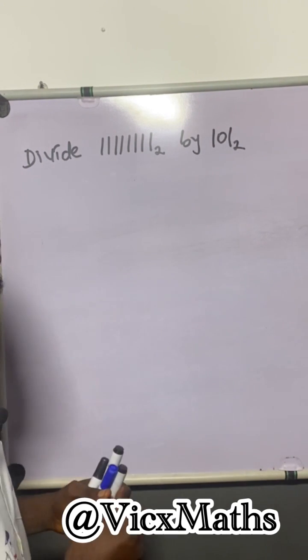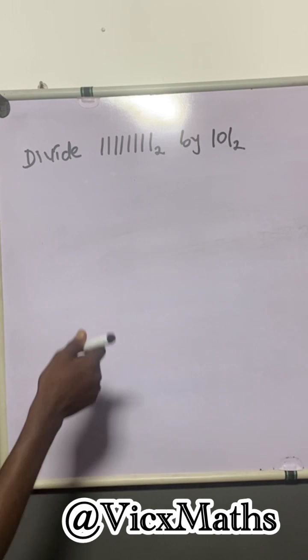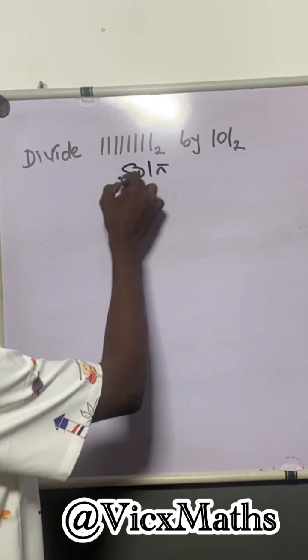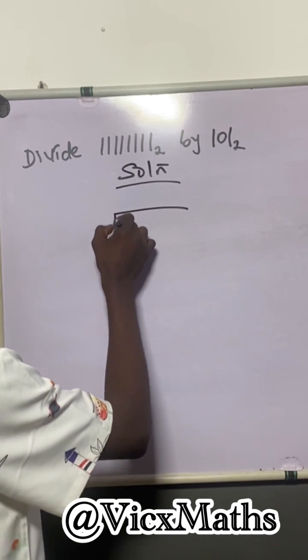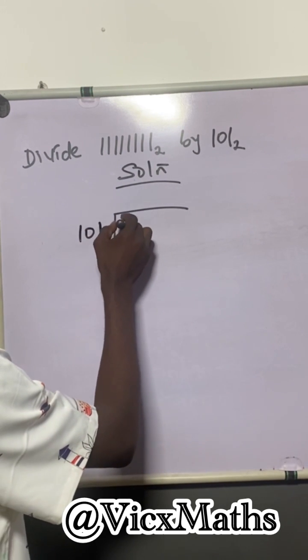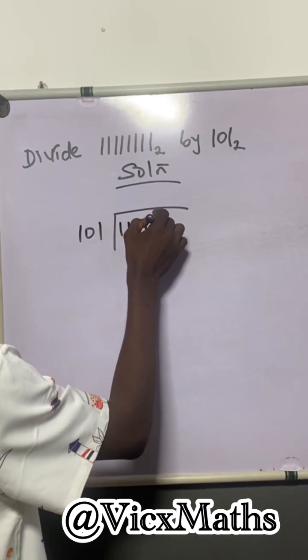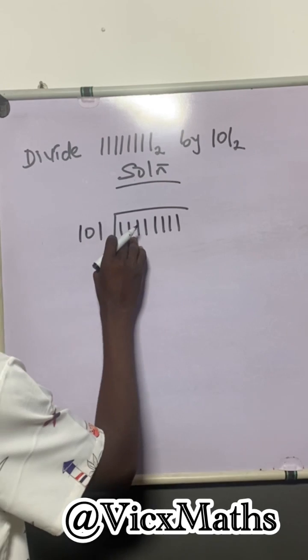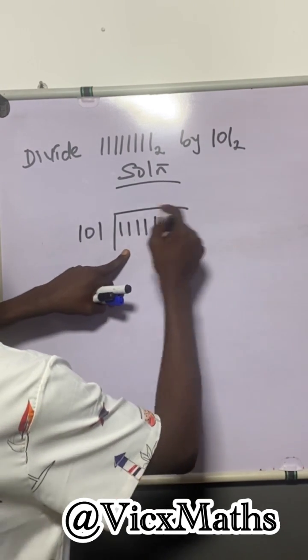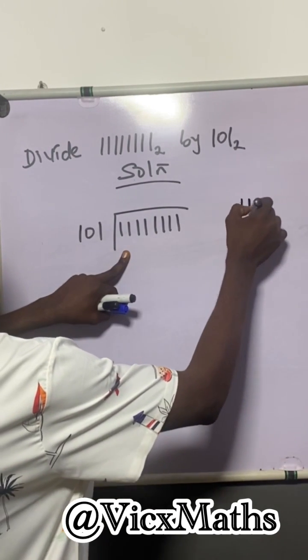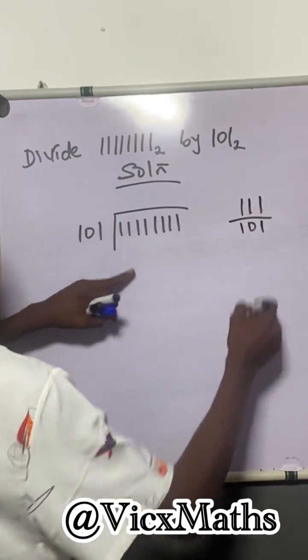However, I want to teach you that you can equally divide directly. Let's look at the solution. You divide using what we call the long division method. The divisor here is 101, and we have the dividend. This going into this, we are using this to divide 111 by 101.